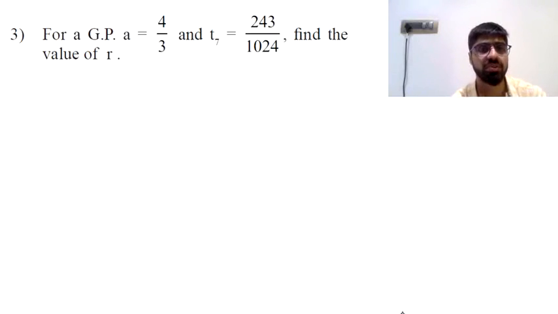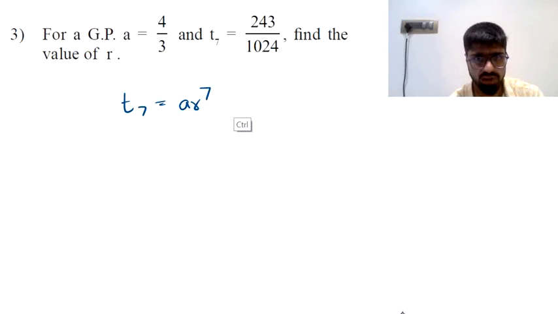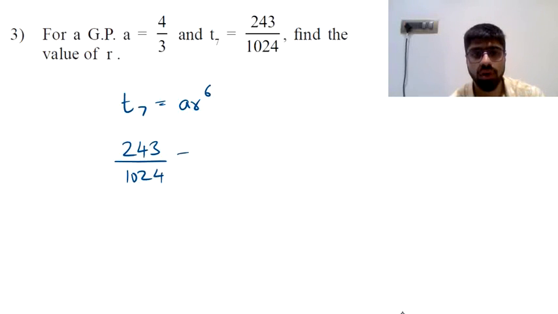Let's continue with sum number 3. So for a GP, they have said that the first term a is 4 by 3 and the 7th term is also given. So find the value of r. So T7 is written as a r power 7 minus 1, that is a r power 6. T7 is 243 upon 1024. And that should be equal to the first term, which is 4 by 3, into the common ratio, which is r power 6.